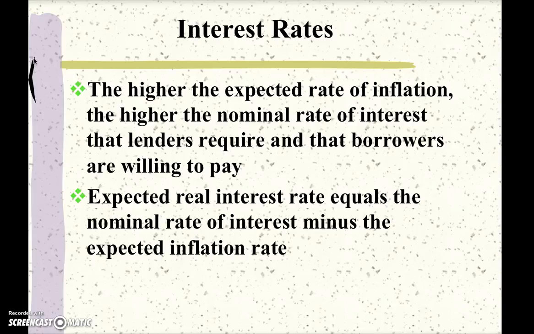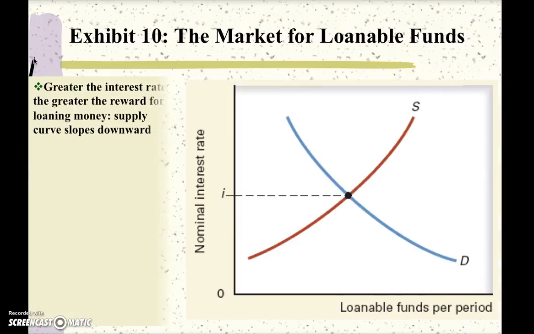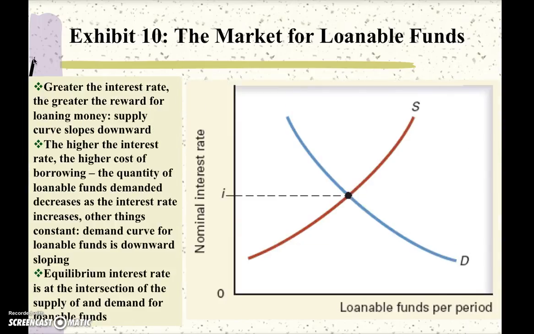The next one says to you that the higher the expected rate of inflation, the higher the nominal rate that lenders require and that borrowers are willing to pay. So that's what I've just basically explained to you. If you want to ensure you have a positive rate of return and the expectation is that inflation is going to be high, the nominal has to be high also to offset that high rate of inflation. The next one says that the expected real interest rate equals the nominal rate of interest minus the expected inflation rate. So it's just basically rehashing what we have just said.